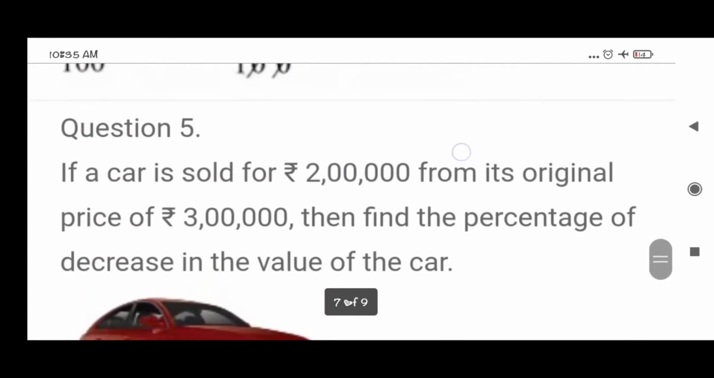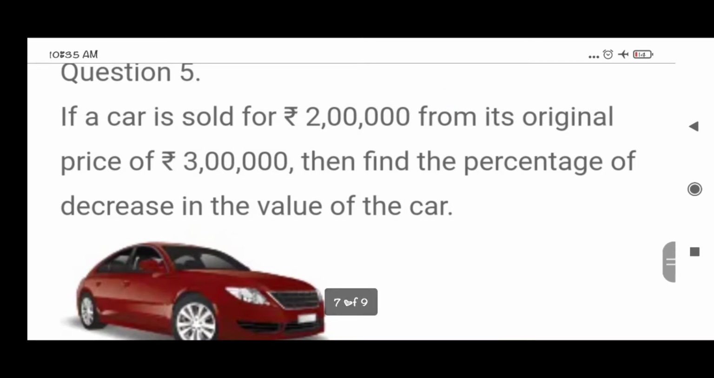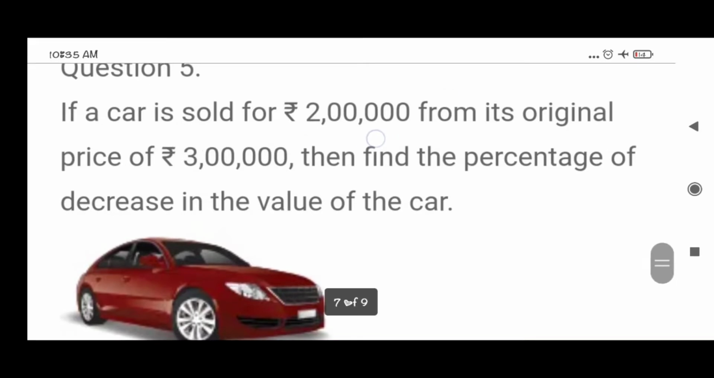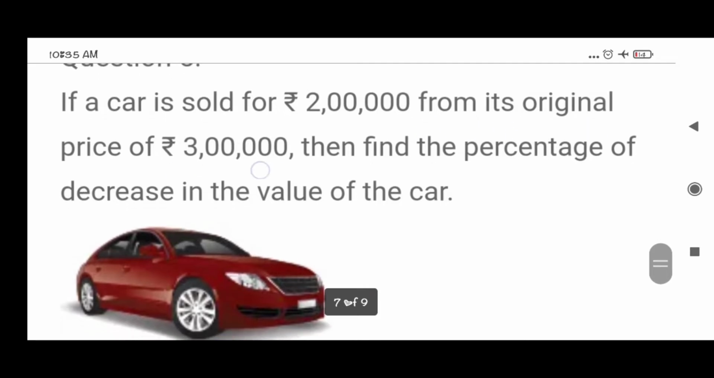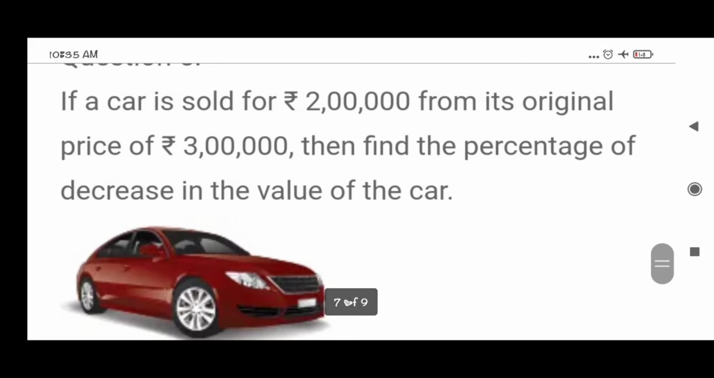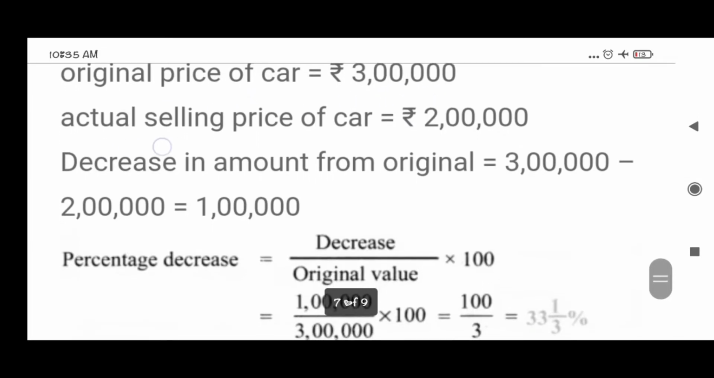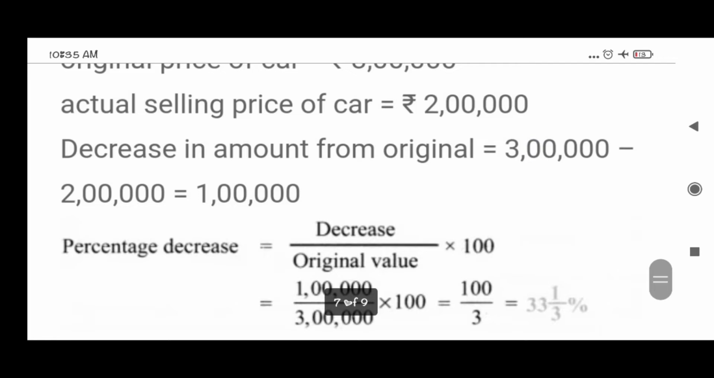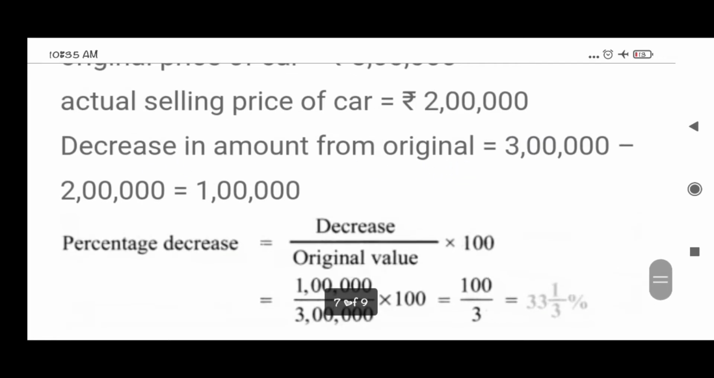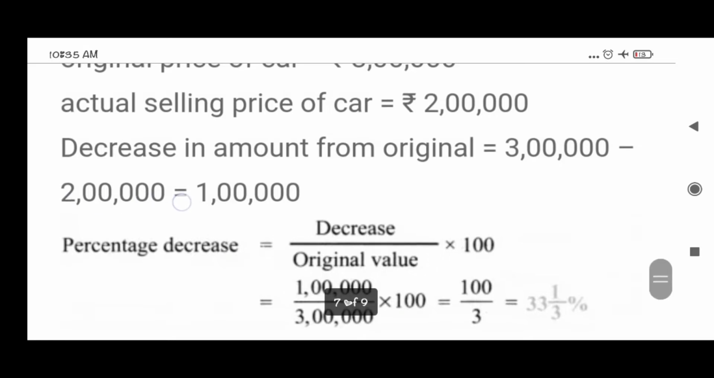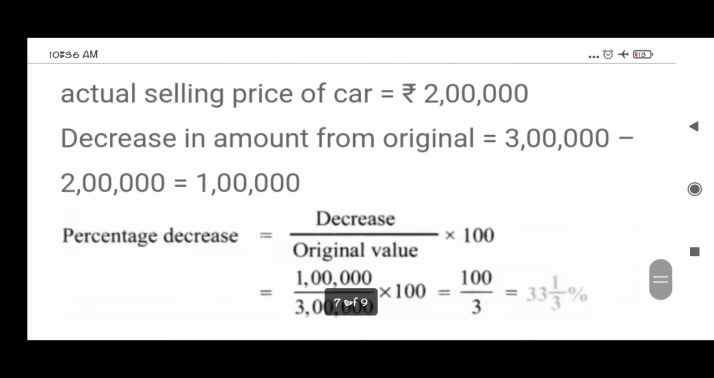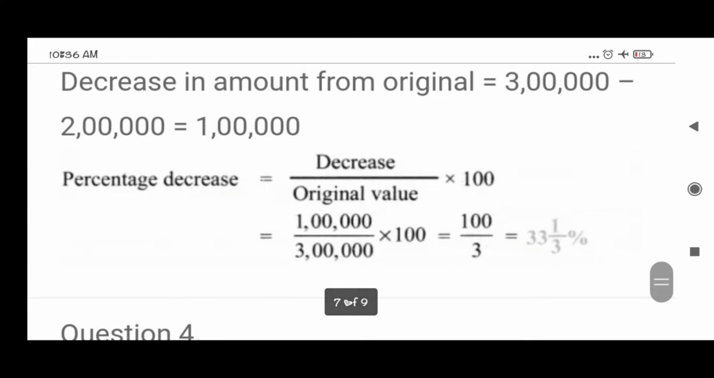Now the fifth question. Listen carefully. If a car is sold for 2 lakhs from its original price of 3 lakhs, then find the percentage of decrease in the value of the car. The original price is 3 lakh, they sold it for 2 lakh. So what is the percentage of decrease in the value of the car? First, the original price of the car is 3 lakh, then the actual selling price of the car is 2 lakh. Then the decrease in amount from the original: we have to subtract, 3 lakh minus 2 lakh is equal to 1 lakh rupees decreased. So we need to show it as a percentage value.